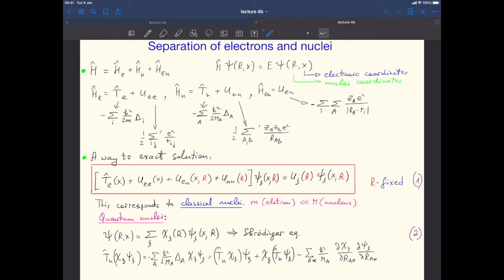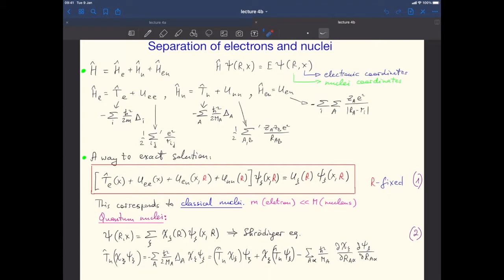Here we shall outline some ideas behind the so-called adiabatic and non-adiabatic treatment of electrons and nuclei. So we start from the Hamiltonian of the whole system. This consists of the electronic part, nuclear part, and electron-nuclear interaction. And the equation we need to solve is the stationary Schrödinger equation for the wave function psi, which depends on all nuclei coordinates, which are all behind this capital letter R, and all electronic coordinates, which are hidden behind this little letter X. And E would be the total energy of the system.